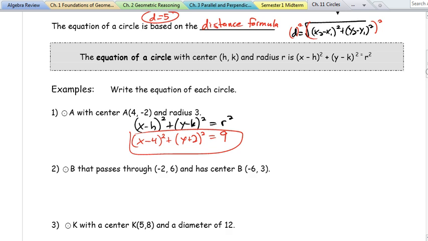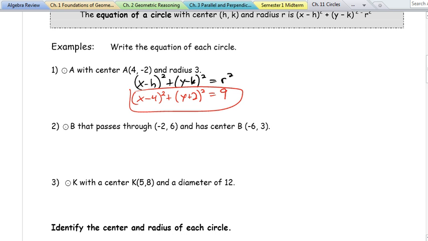Number 2, you have circle B that passes through negative 2, 6, and has center B, negative 6, 3. Okay, so we know the center, we don't know the radius, but if we know that it passes through, so let's just draw a little picture here to give you guys an idea. We'll call this center B, negative 6, 3. We also know that it passes through, we'll call this negative 2, 6. Okay. We need to find out what that distance is between the two. Good thing we have distance formula to do that.